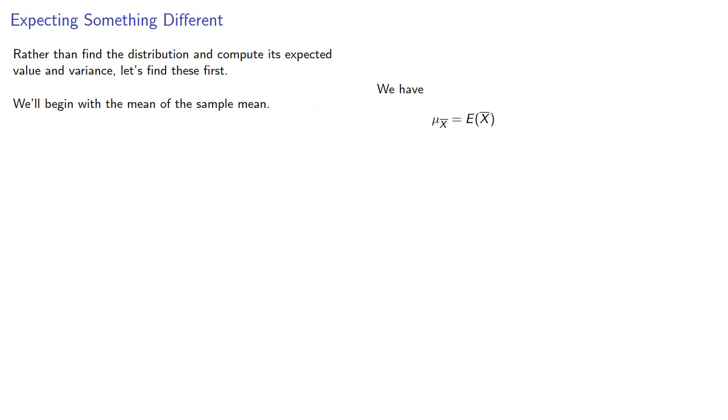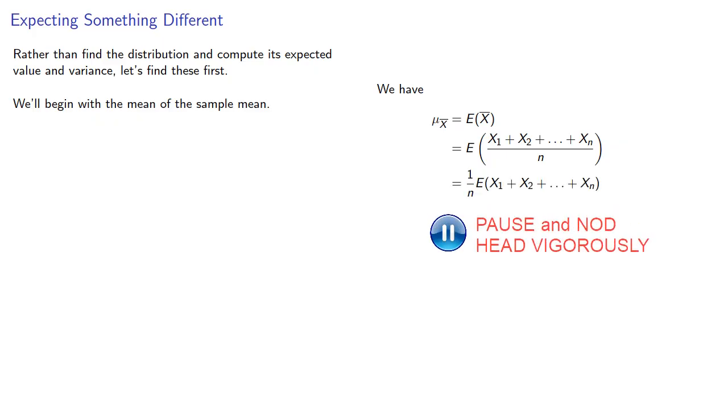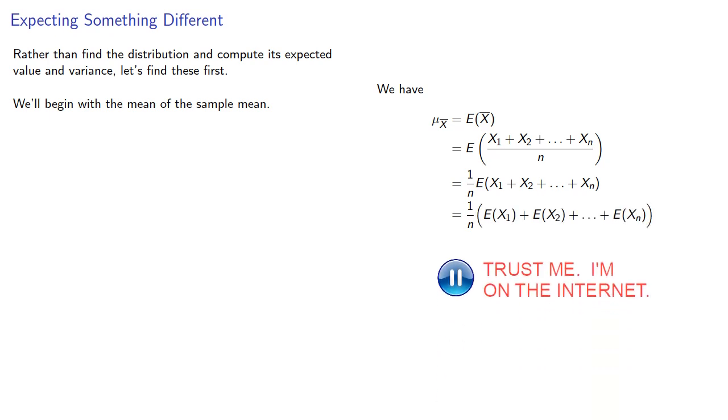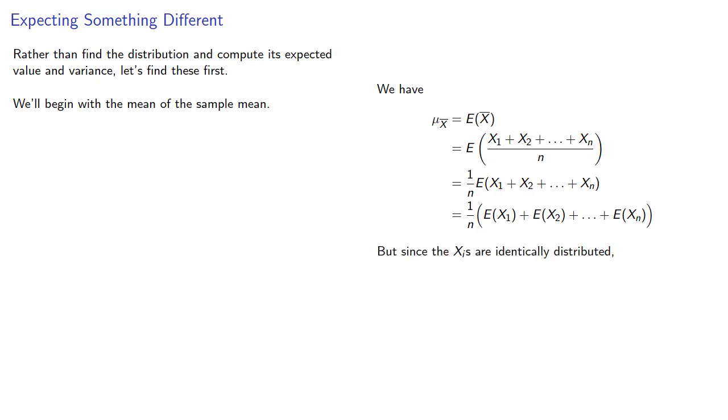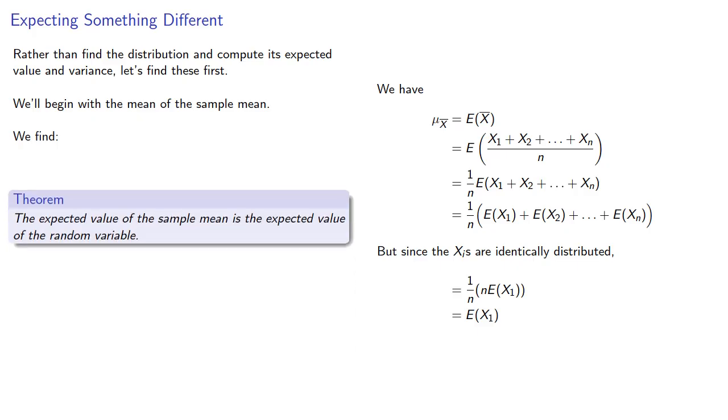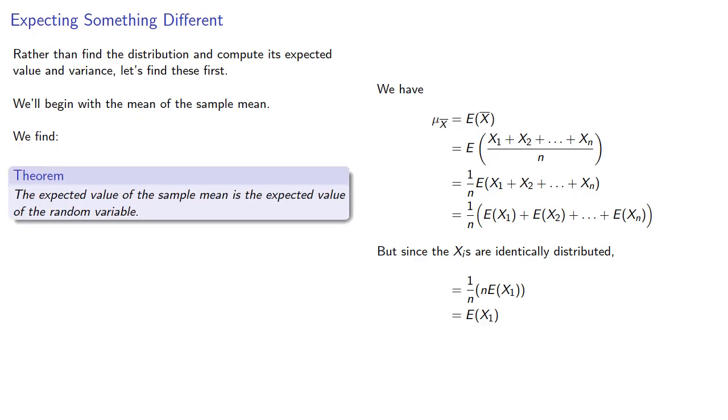First of all, the sample mean is going to be the sum of the random variables divided by n. By linearity, we can remove that factor of 1/n. That gives us the expected value of a sum, which is the sum of the expected values. But since our xi's are identically distributed, this just gives us n times the expected value of any one of them, which is just the expected value of x. And so the expected value of the sample mean is the expected value of the random variable.